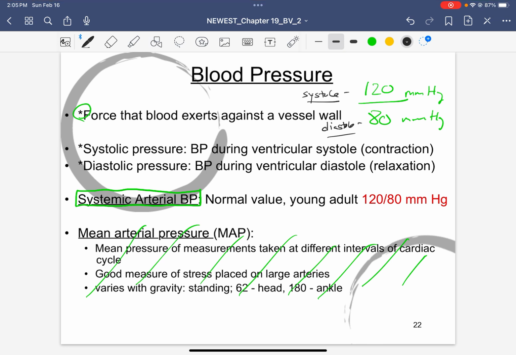Flow is proportionate to change in pressure over resistance. Go through that. Now we're just defining blood pressure: the force that blood exerts against arteries. The normal blood pressure in arteries, usually taken at the brachial artery, is 120 over 80. 120 is the pressure during ventricular systole. 80 is the pressure during ventricular diastole.